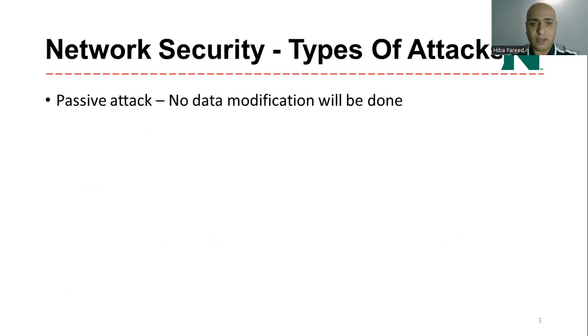From that point, we can classify attacks into two types: the passive attack and the active attack. For the passive attack, there will be no modification of the data, or of anything. Now, how can we classify this as an attack if there is no modification?